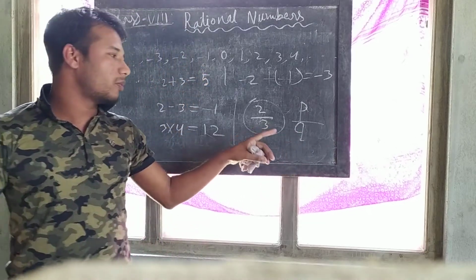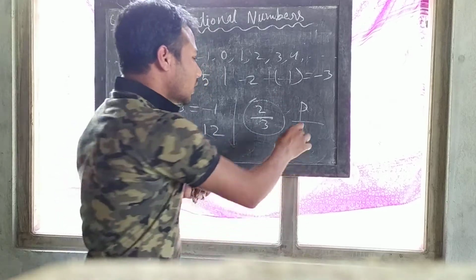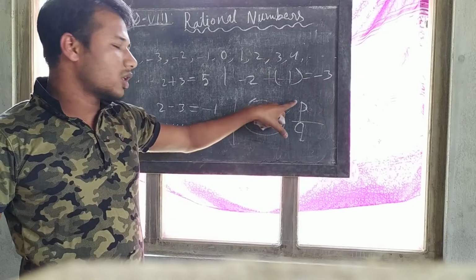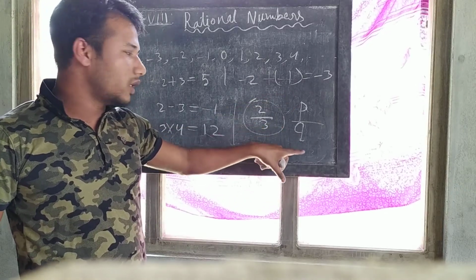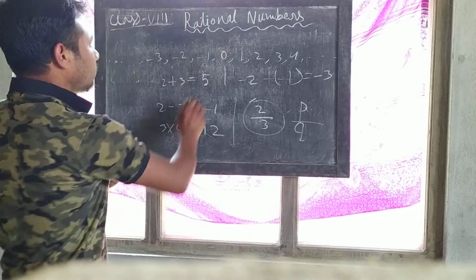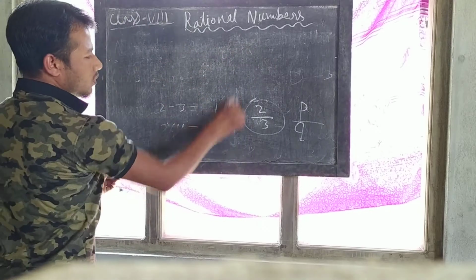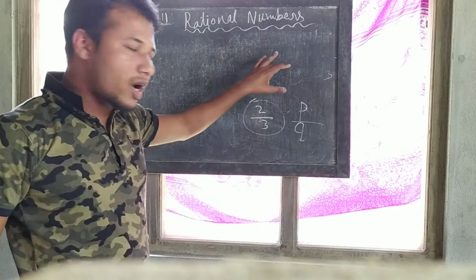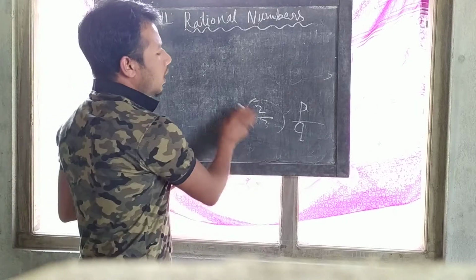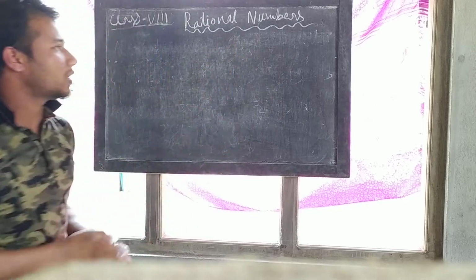Q not equals to 0 because you know division by 0 is not defined. So it is always, you should mention rational numbers are p by q, where p, q are any integers and q not equals to 0. So all numbers which you can write in the form p by q are called rational numbers. Now we will see some properties of rational number.